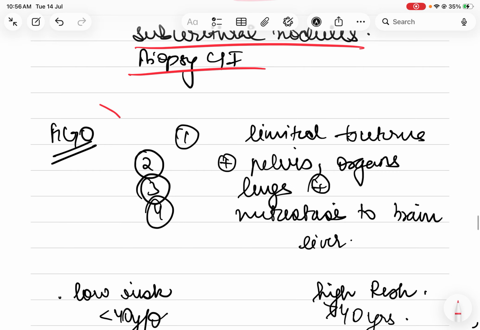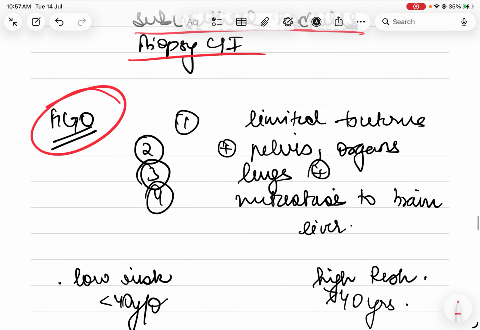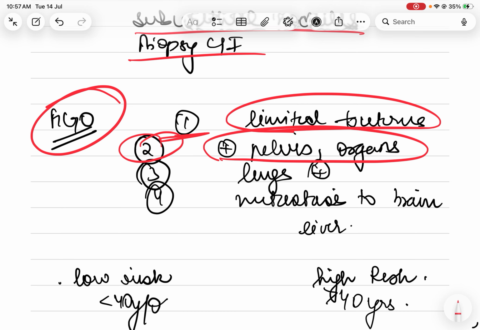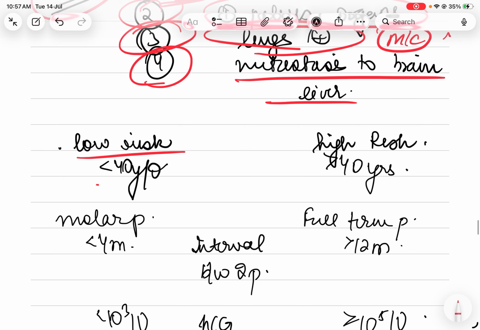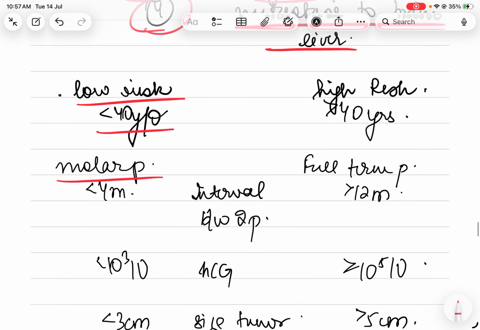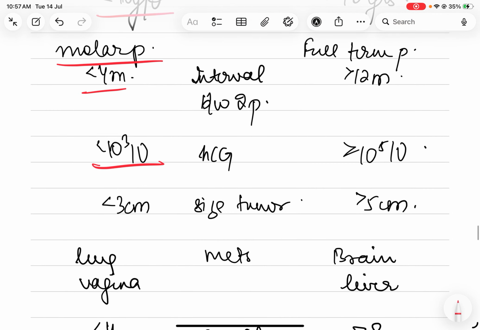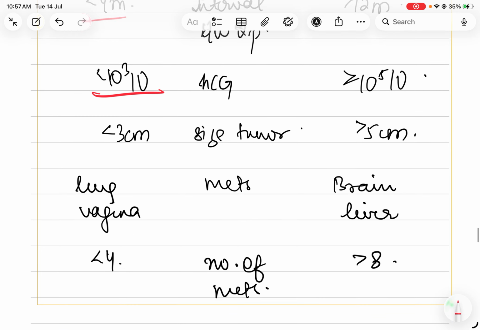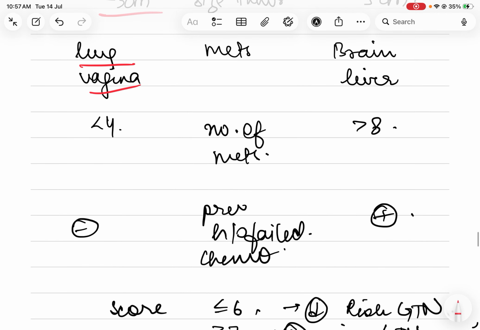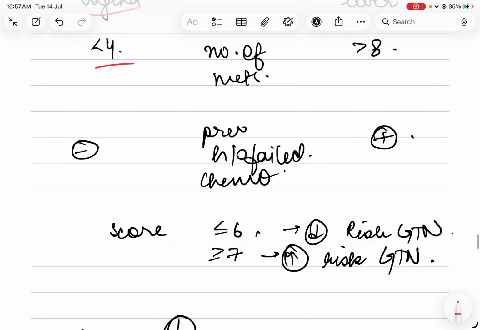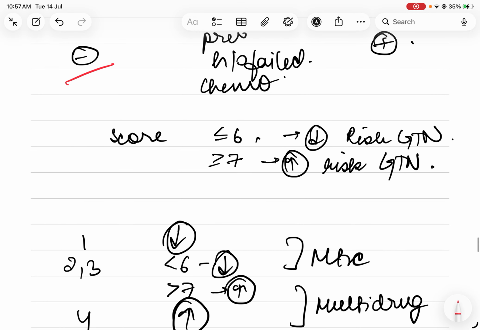The FIGO classification says that stage 1 is limited to the uterus. Stage 2 is in the pelvis and organs. Stage 3 is lungs, the most common one. Okay. And stage 4 is metastasis to brain and liver. Okay. Low risk is: less than 40 years old, molar pregnancy less than 4 months, HCG value less than 10 raised to power 3, size of the tumor less than 3 centimeters, metastasis in the lung or vagina, number of metastases less than 4, and previous history of failed chemo is absent. Okay. That is low risk.